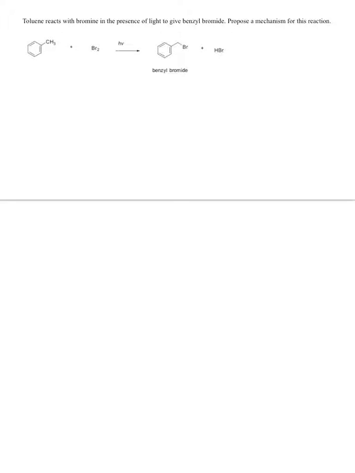Okay, toluene reacts with bromine in the presence of light to give benzyl bromide. Proposed mechanism. Okay, so what we have here is bromine and h nu. So this will polarize and bromine will form a free radical. So you would generate 2 bromine radicals, and this would be a homolysis. And this is called initiation.